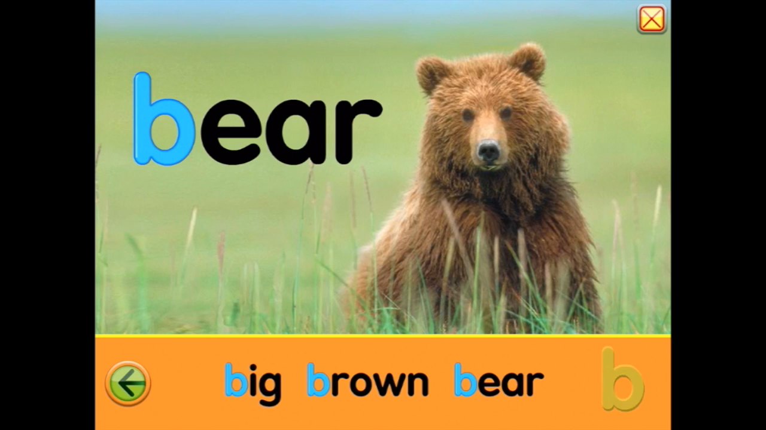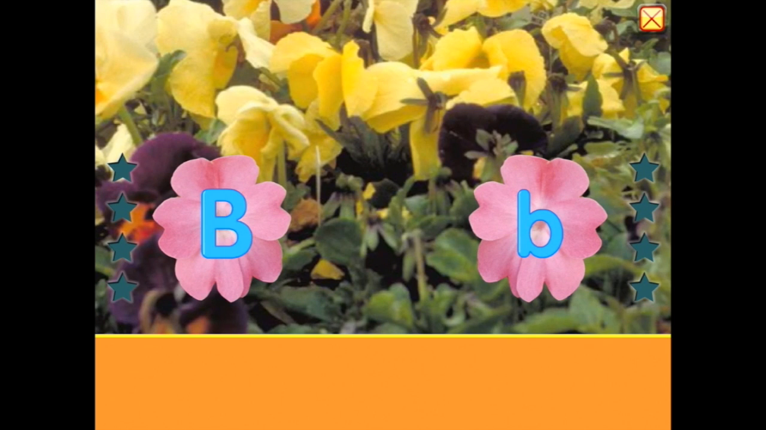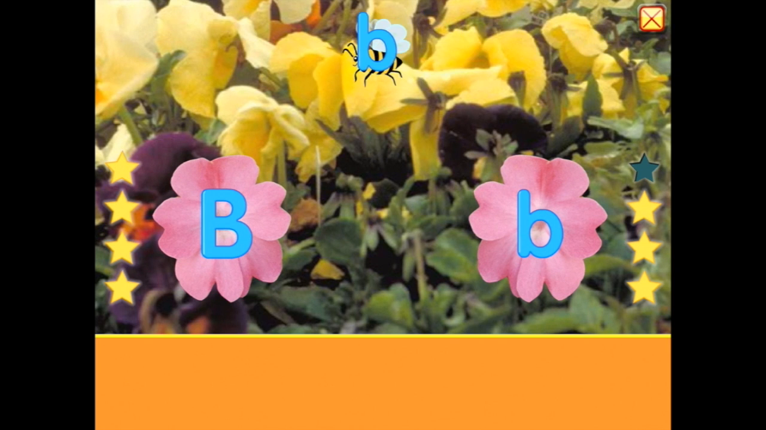Capital B. Lowercase B. Oh, there's a B with a capital. There's another B with a capital. Here's another B with a capital. Here's one with a lowercase. Here's another one with a capital. And one for the lowercase flower. And another one for the lowercase flower. And one more.